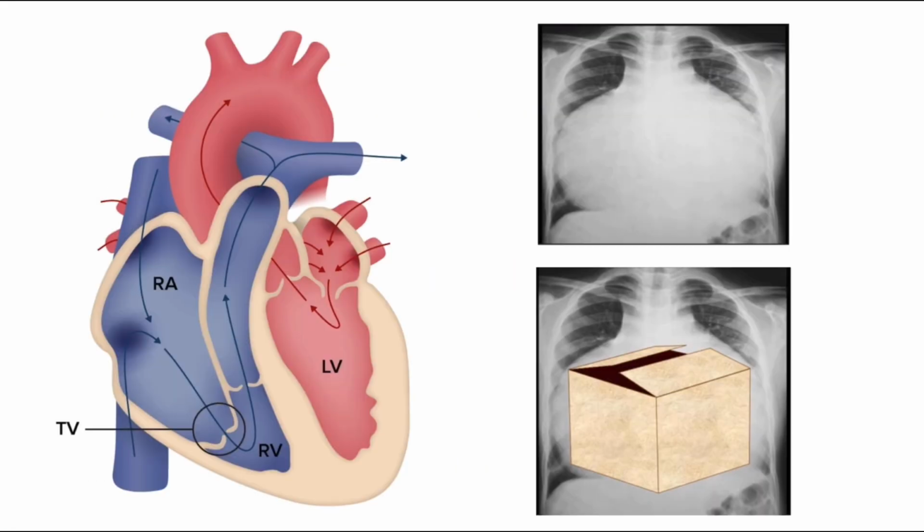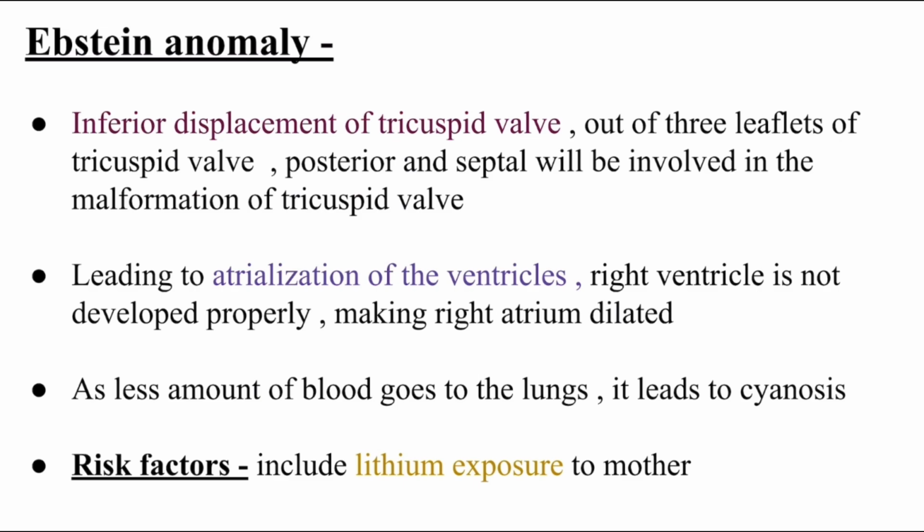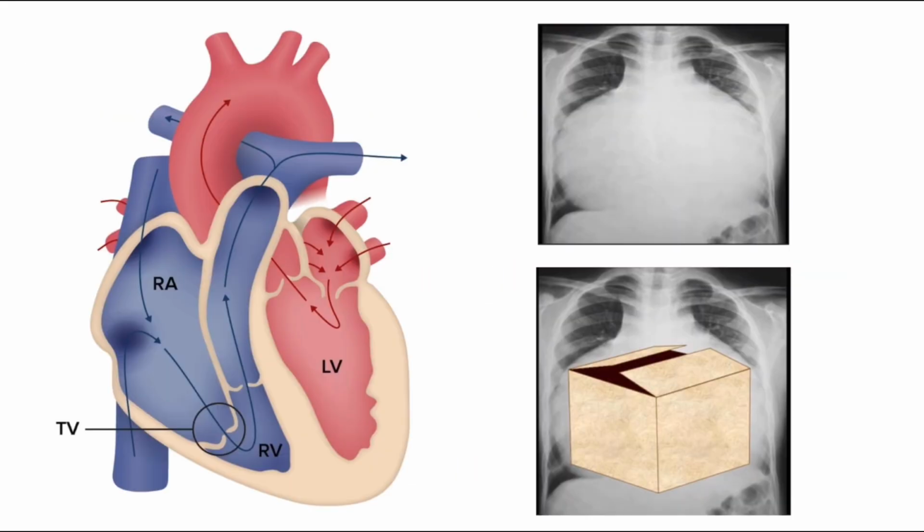What happens if there is inferior displacement? As you can see in the picture, there will be enlarged right atrium and the very small right ventricle, right? So this leads to atrialization of the ventricles. Right ventricle is not developed properly, making the right atrium dilated. So the right atrium is very enlarged or dilated, whereas this right ventricle is underdeveloped.